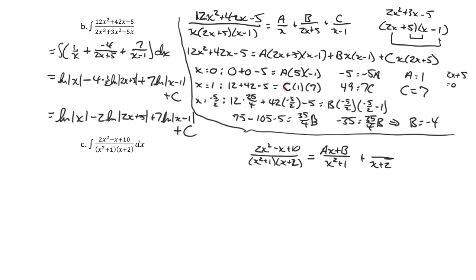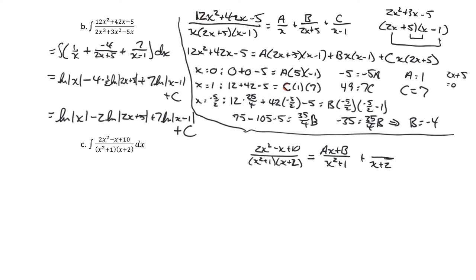Now, if a is 0, we end up with a constant. That's okay. But it could be up to a linear. The second term has an x plus 2 in it. Its numerator can be any polynomial of degree less than a linear function.